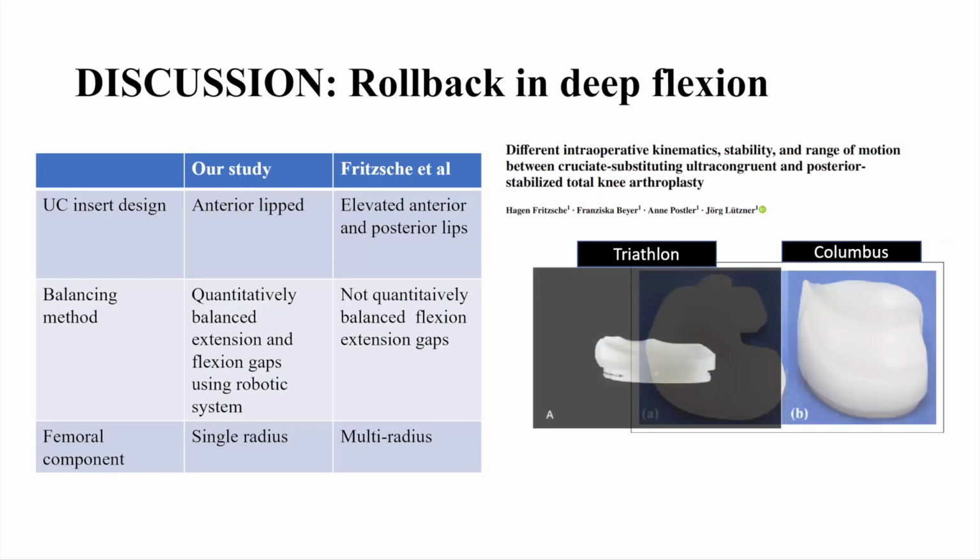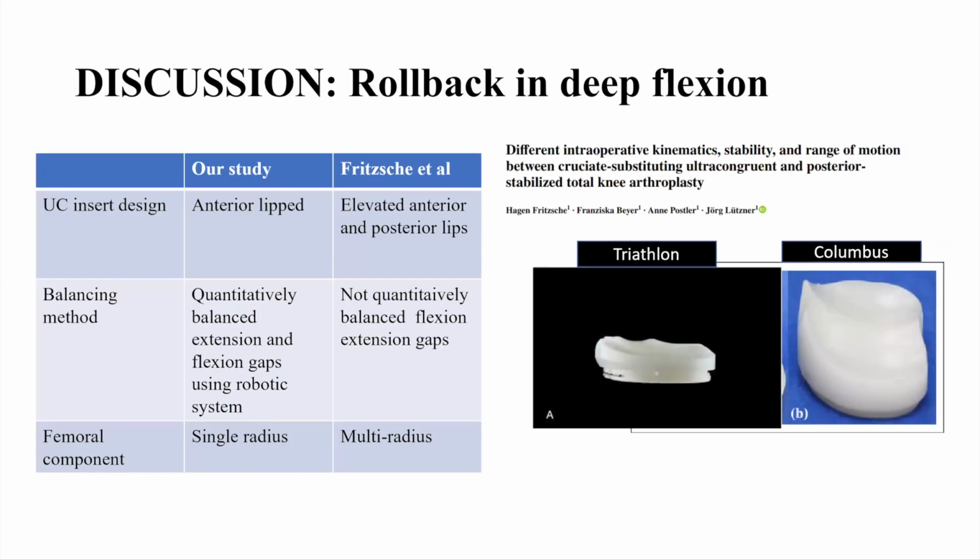So we were thinking of why this difference could have happened. One possible reason is the design of the implants itself. In our study, we used an anterior lipped insert. It doesn't have an elevated posterior lip. However, the Columbus knee had an elevated anterior lip and an elevated posterior lip, meaning it's a truly conforming insert. The insert that we used is called a cruciate stabilizing insert. It has only an elevated anterior lip, no elevated posterior lip. So this probably allows a little bit better rollback.